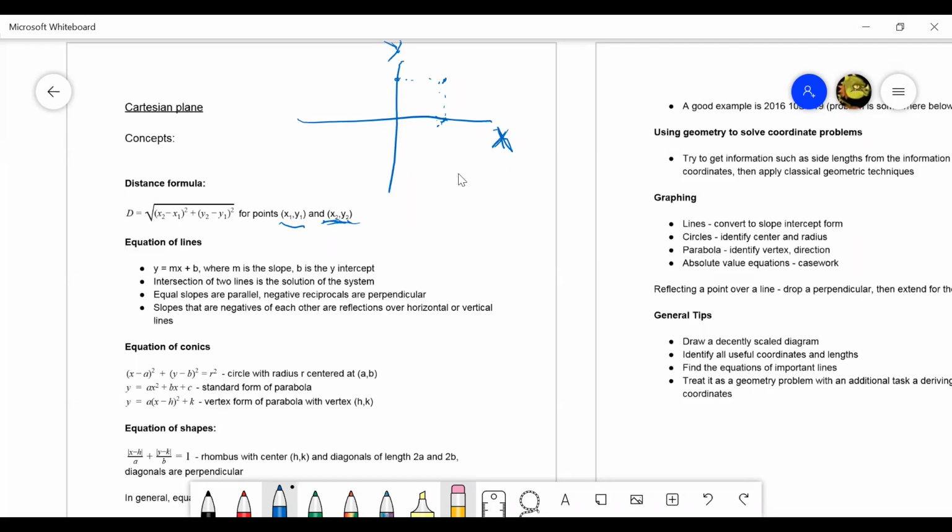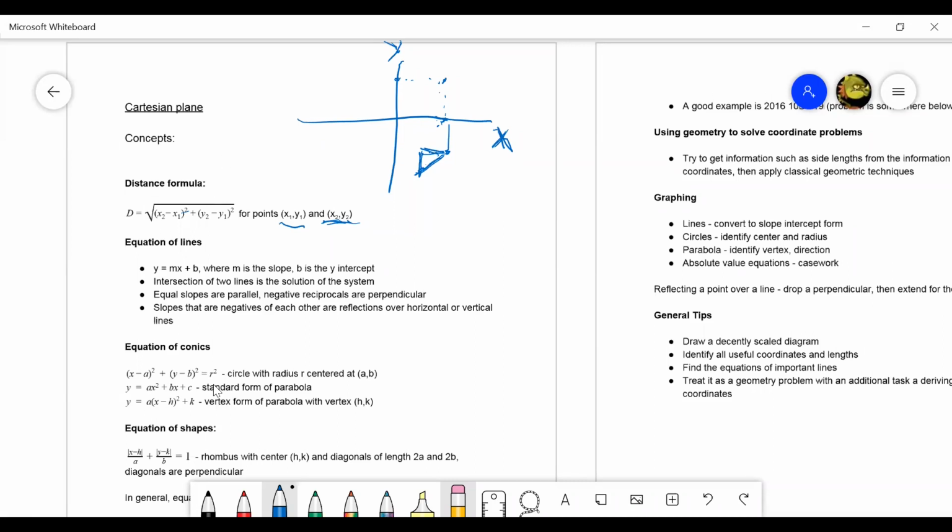If you have 2 points, like here and here, for example, the difference in x-coordinates is just this horizontal length right here, and the difference in y is the vertical length. Then by the Pythagorean theorem, the distance between the 2 points is the square root of the sum of their squares. That's the distance formula. Since it's squared, the ordering doesn't matter, because the square of a positive and the square of a negative are both positive, so it doesn't change the value. That's really the most basic thing to know about the Cartesian plane.